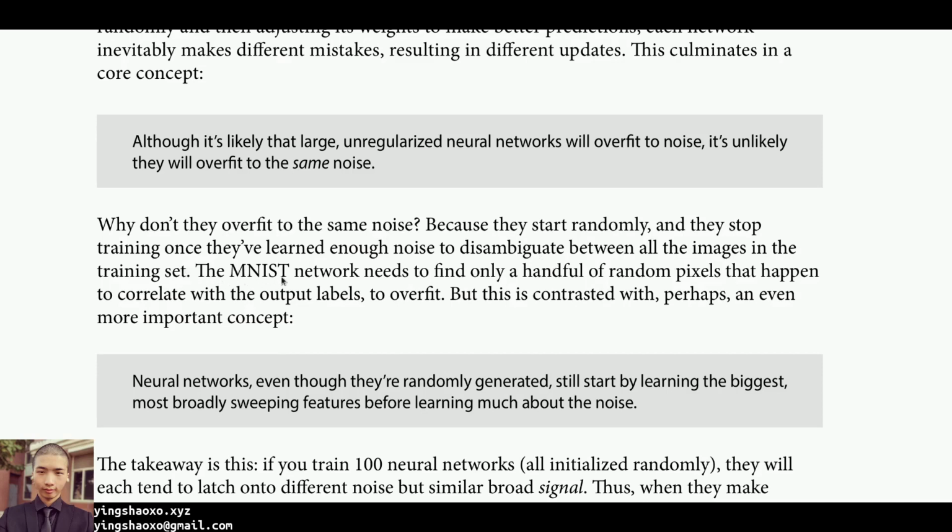The MNIST network needs to find only a handful of written pixels that happen to correlate with the output labels to overfit. But this is constructed with perhaps an even more important concept.